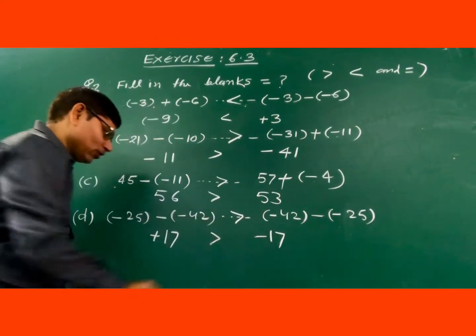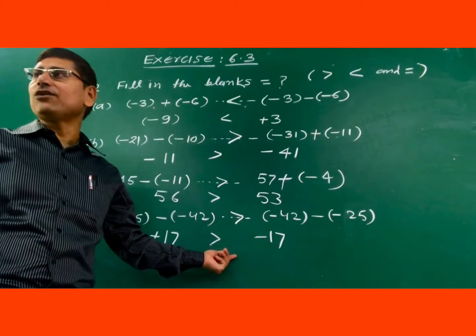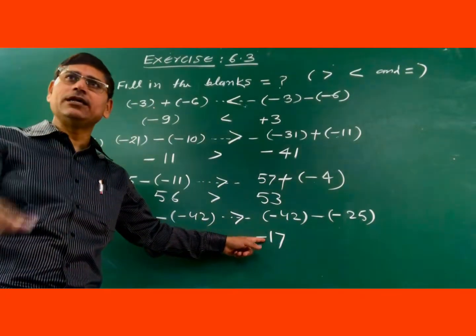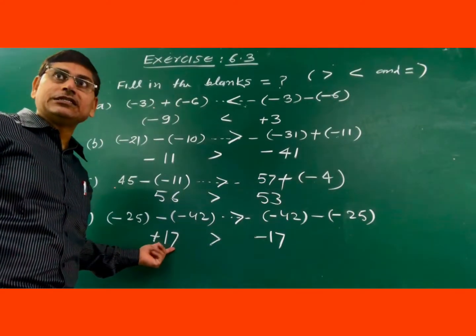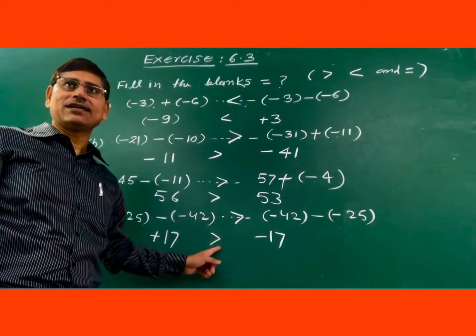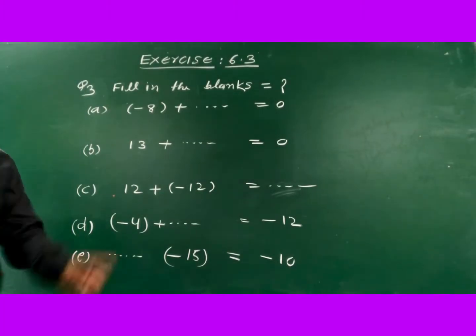Okay. But don't see here this is 17, this is 17, so this is equal. Not equal, because this one is a negative integer having the least value and this one is a positive integer having the largest value. So you will mark this greater sign. Okay, so this is the answer of this question.